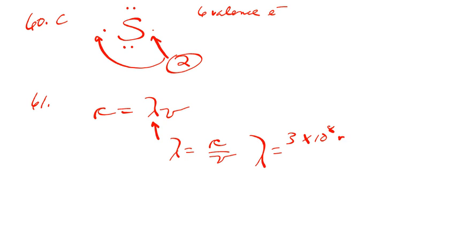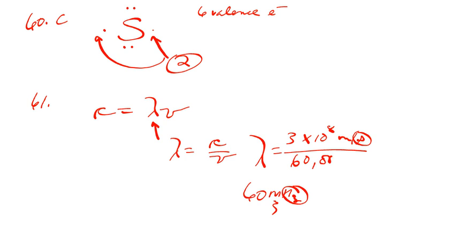60 megahertz, and it's got to be in hertz. Per second and hertz are the same. So I have to get rid of the mega. 1 megahertz is a million, so it's 60 million. So then you would have the 60 million, and that's the one that would work. Answer is going to be C for number 61.